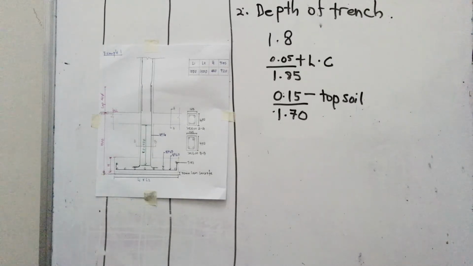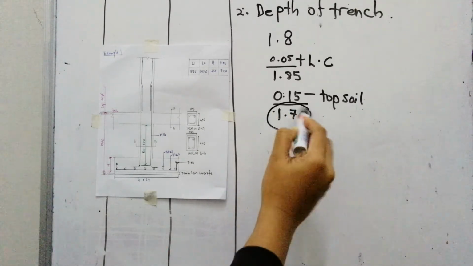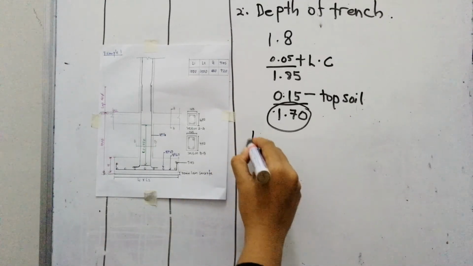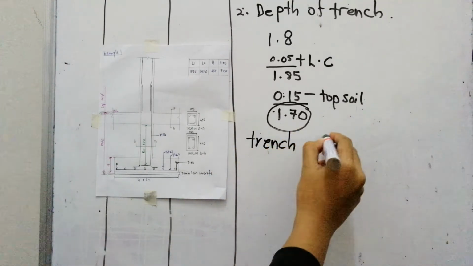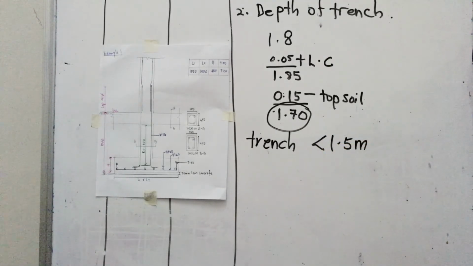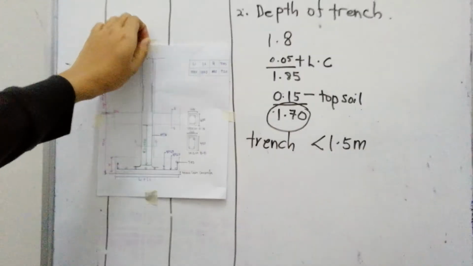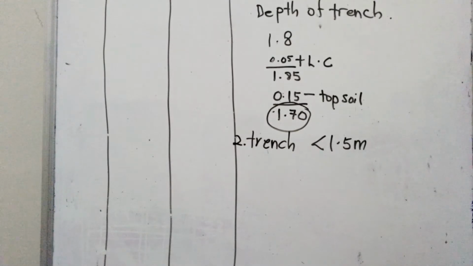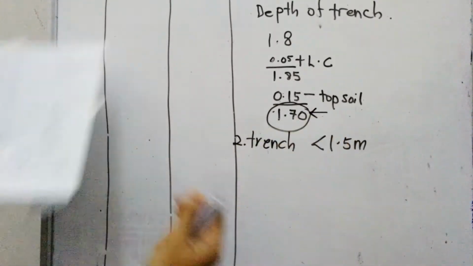So 1.70 is more than 1.5 meters. So what you need to do is proceed with the second stage. The second stage is excavation of trench depth less than 1.5 meter. This is your second stage, trench depth 1.5 meter. You will take the first 1.5.